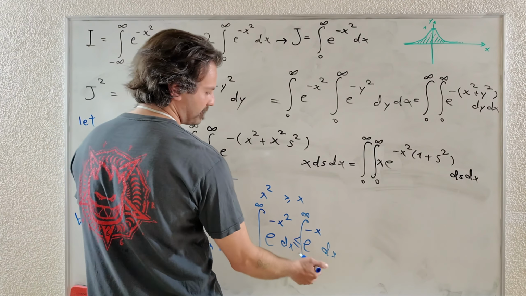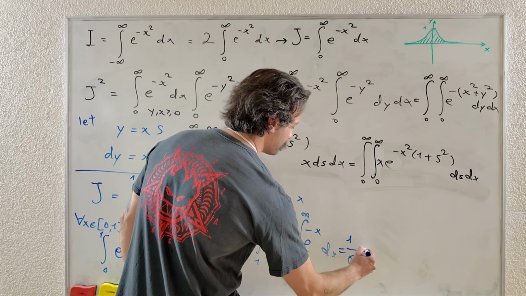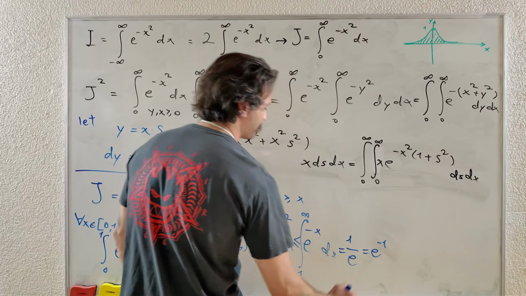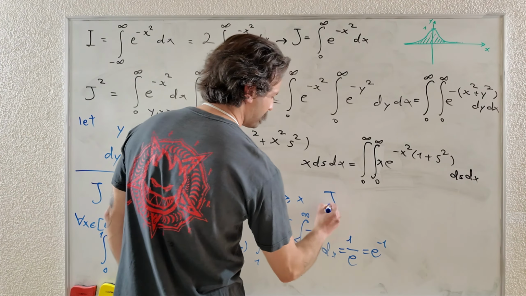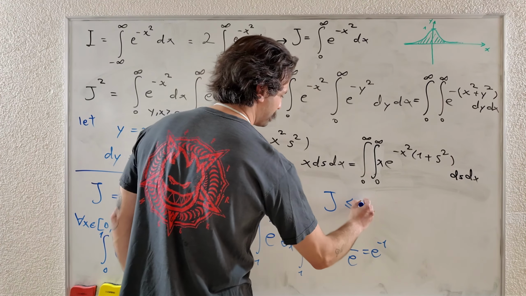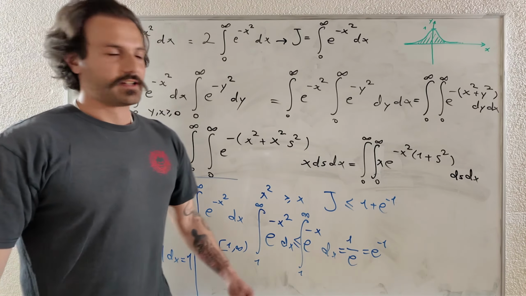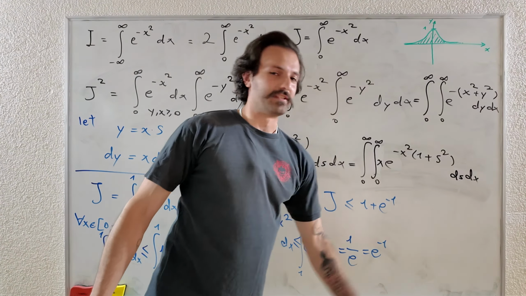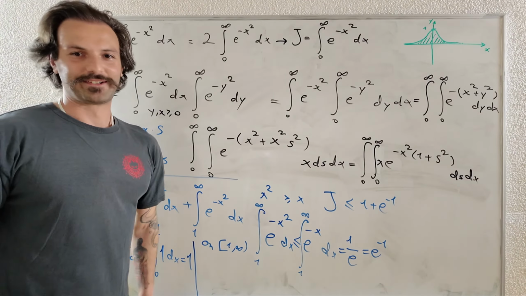And we know that this integral will give us just 1 over e, or e to the power of minus 1, right? Then we found out that our integral j is less or equal than 1 plus e to the power of minus 1. So therefore, we can change the order of integration of this integral, and we'll do it in the next step.